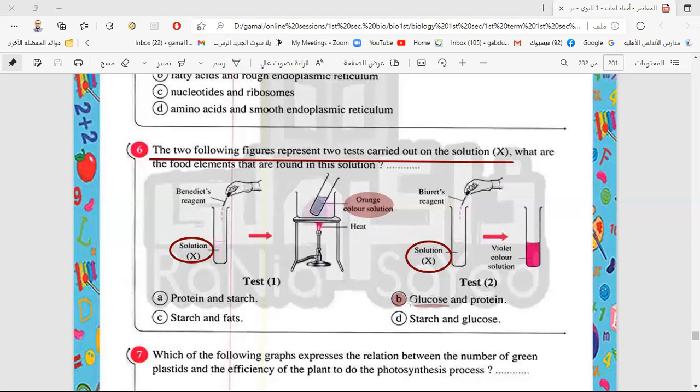And therefore it is likely to be the correct answer. Okay? Let's move to another question.